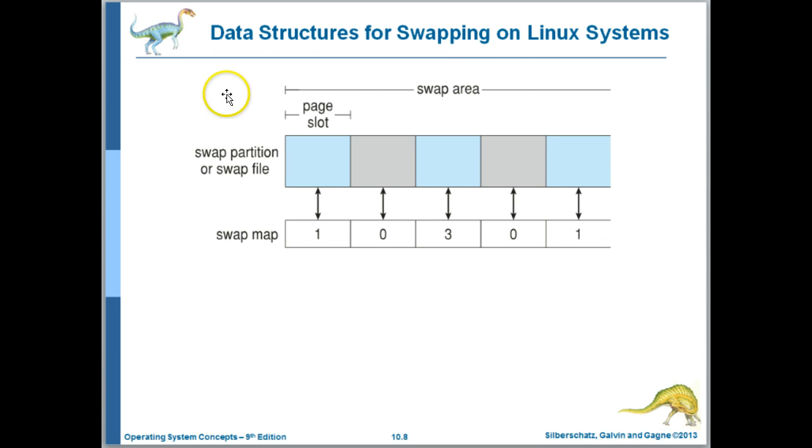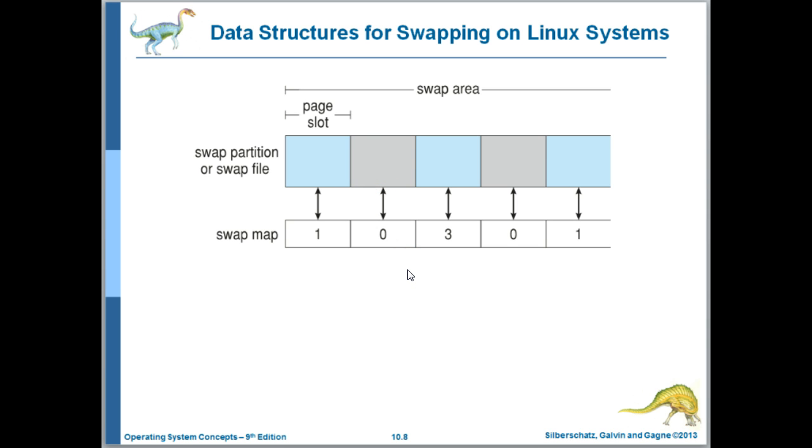So here we see a Linux swap area partitioned into page slots, and the meaning of the swap map, an entry of 0 means that the page slot is not in use.